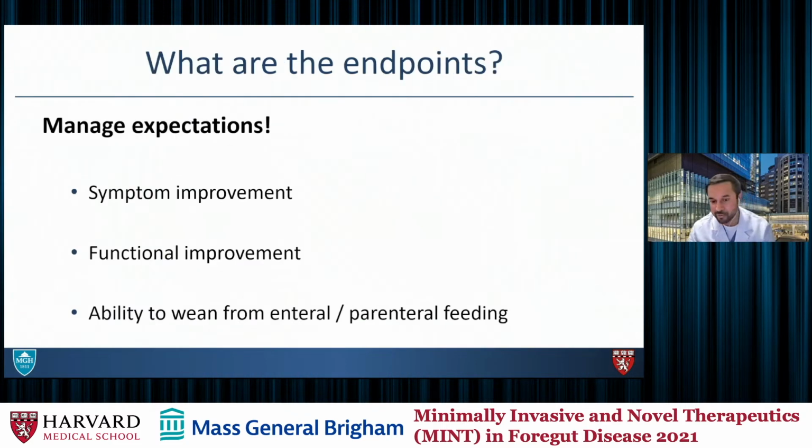So what are the endpoints of surgery? The first thing that we need to do in our preoperative visit with the patient is to manage expectations. We need to be upfront. We need to tell them that even after surgery, they may not have 100% complete resolution of all their symptoms. There might not be improvements in quality of life. If they're on any tube feeds or TPN currently, then they may not be able to wean off of it due to nutritional intake requirements. So it's really good to set realistic expectations beforehand.